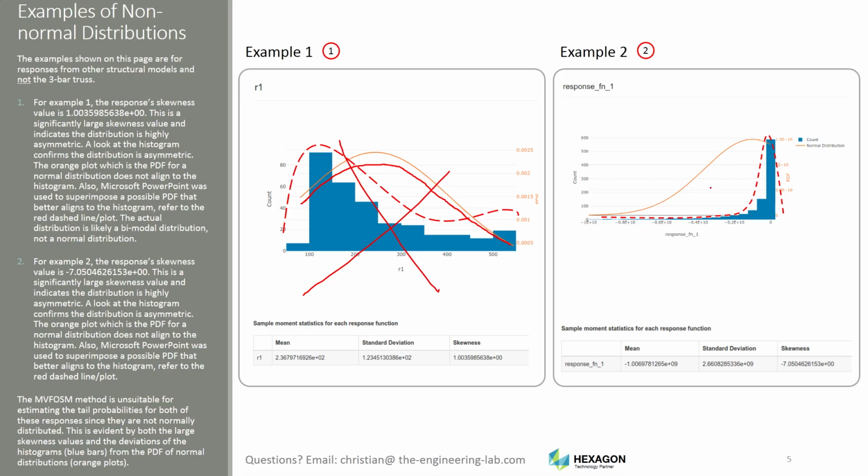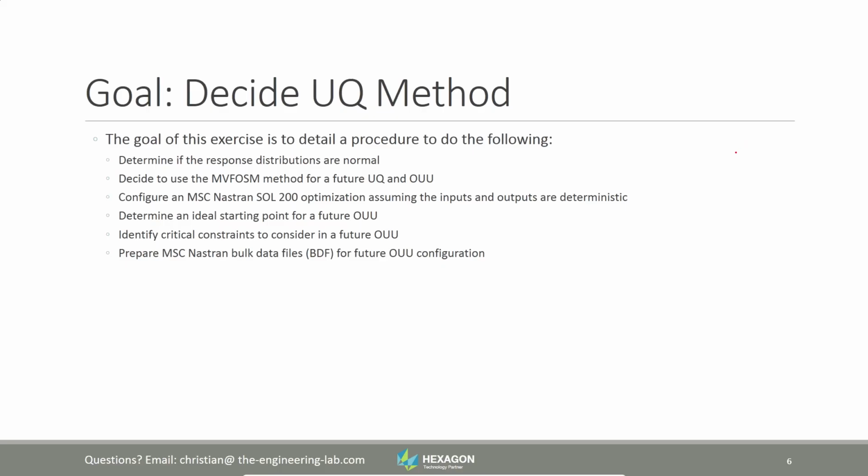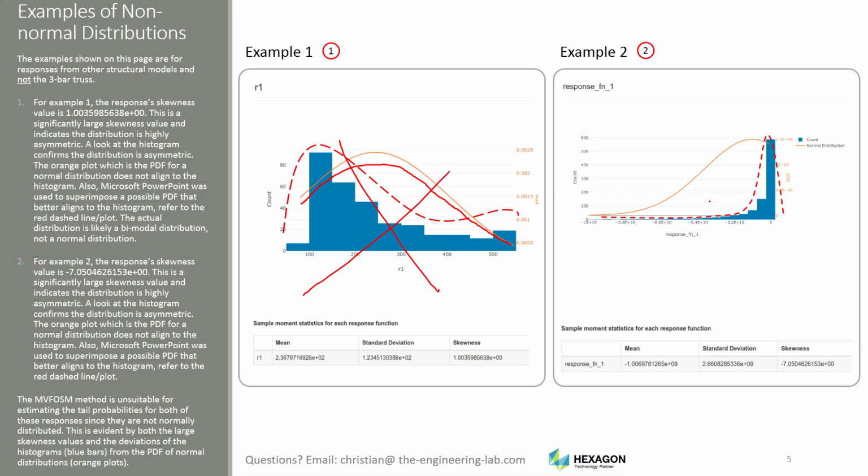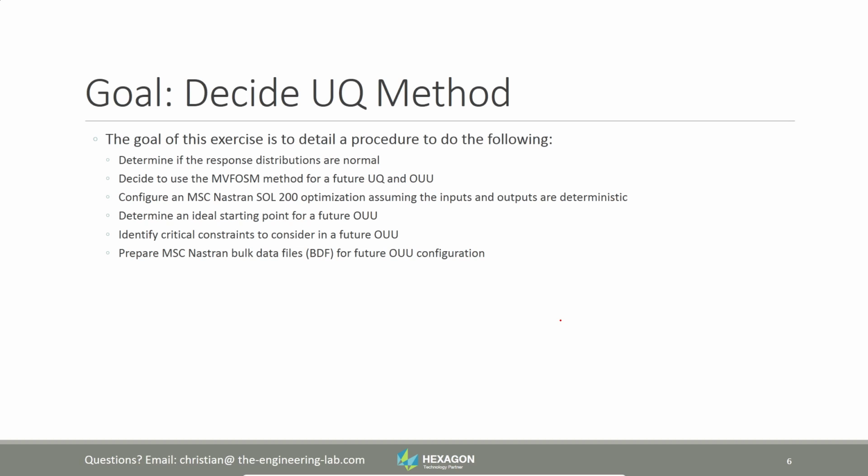Here on the right is another example. What we did is the same thing. We ran the black box function multiple times. We created the histogram. We tried to fit a normal distribution, and we honestly tried, but you can see here that the distribution is simply not normal. Unfortunately, it's extremely skewed to the right, if you can see from this diagram. So for these two examples, the distributions are not normal. You cannot use the MVFOSM method for this example.